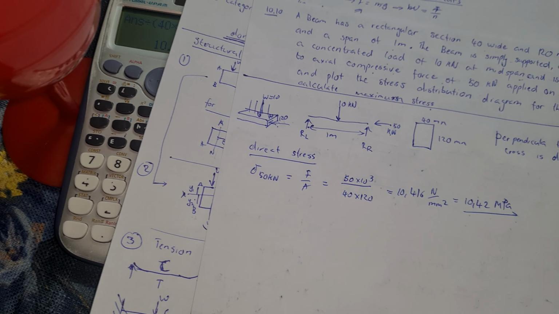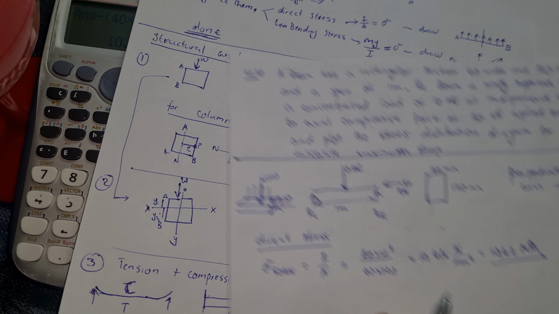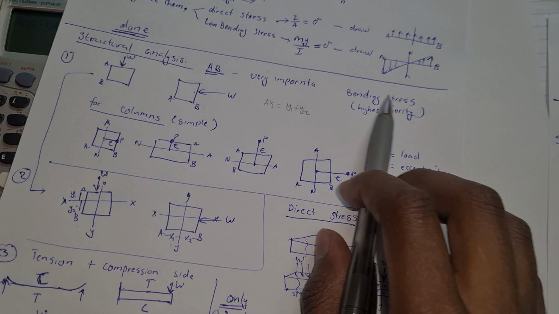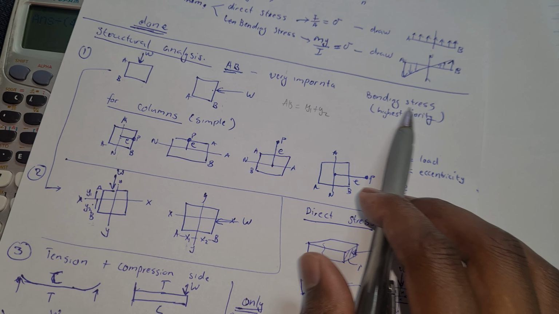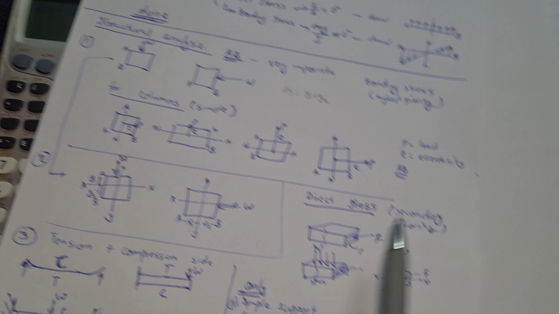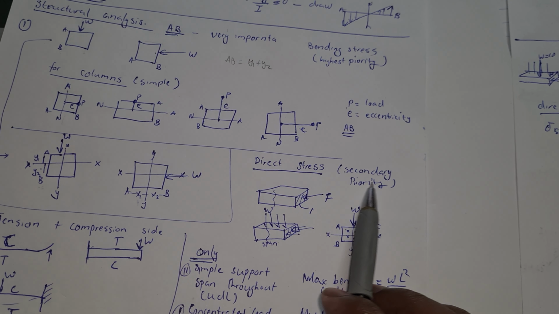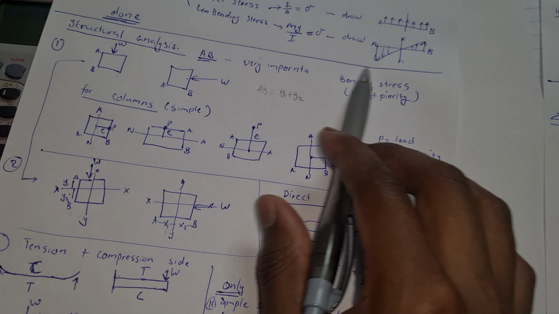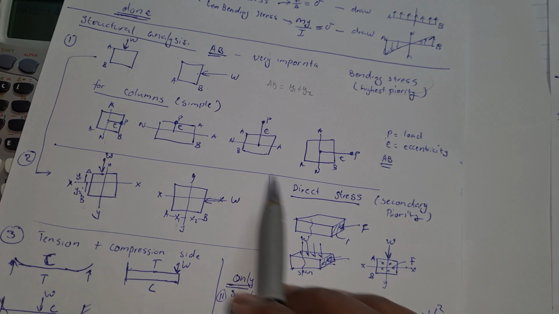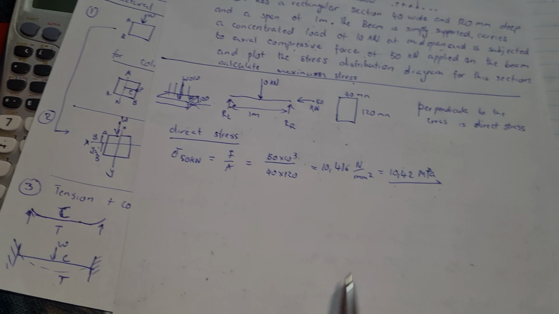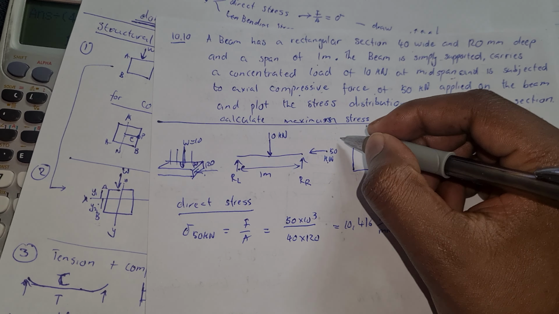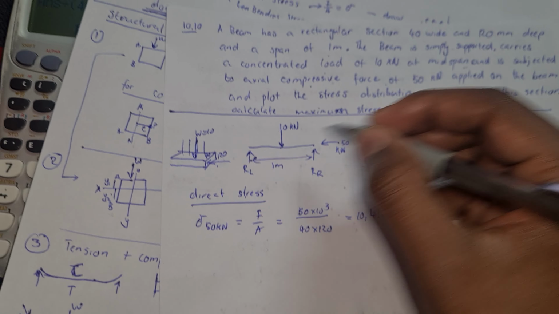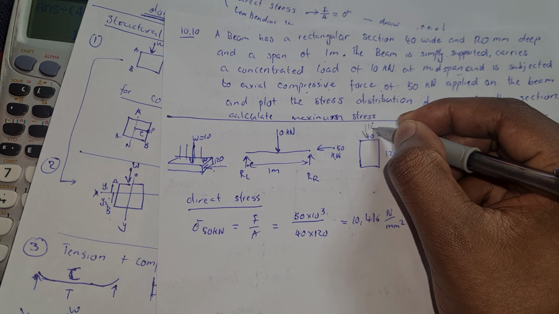So let's go and do it. In this case, it is written here, bending stress is highest priority. That means the force that causes bending stress is highest priority, whereas direct stress is secondary priority. That means we can only use bending stress to identify A and B. So in this case, the force that causes bending stress is 10. So let's write 10 on this structure. So we have 10, this.